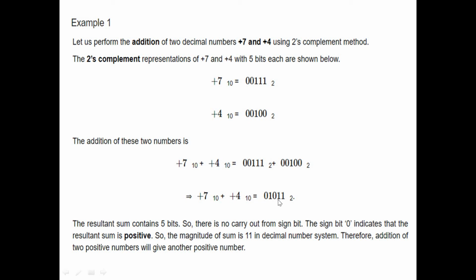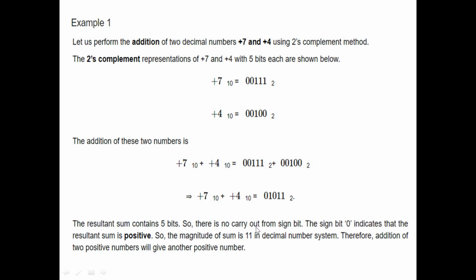After addition of these two values, the binary result is like this. The length is also 5 bits, so the result sum contains again 5 bits. So there is no carry. After calculation, the carry is not generated. That means no carry is generated.